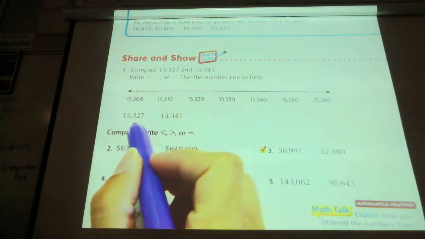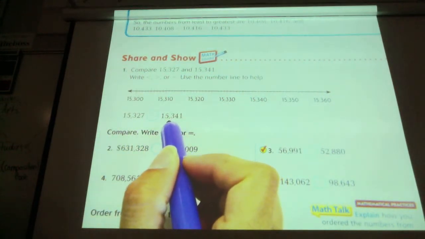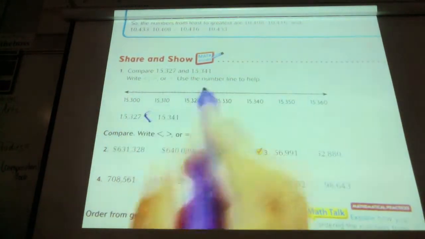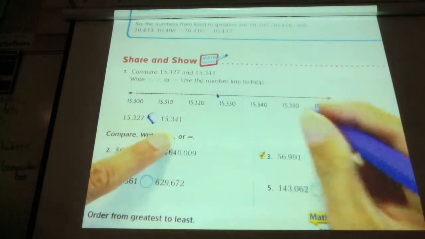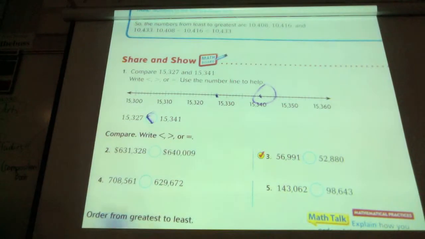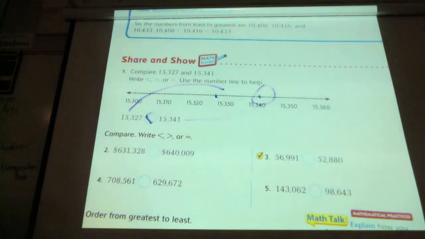All right, let's look at number 1 at the bottom. So did we decide if this number is less than or greater than this number? Great. Less than. It's less than. This one fell, 327 was right here, and this was 341, and that was right here. So this is further right, so it's greater. That's this number, this is this number.